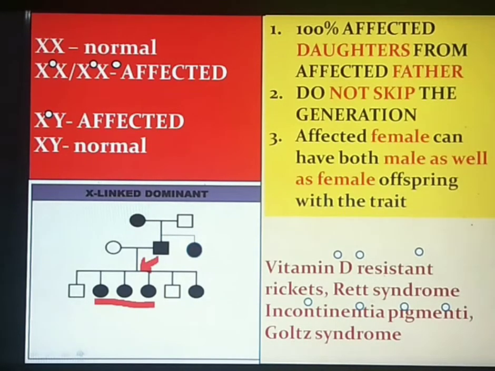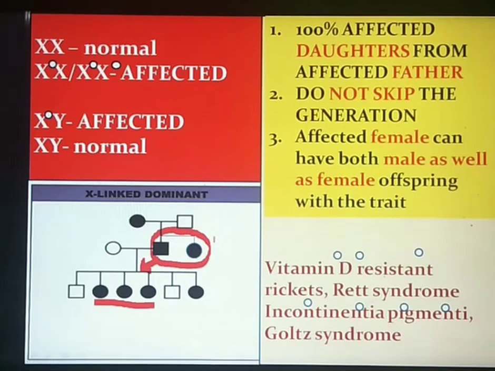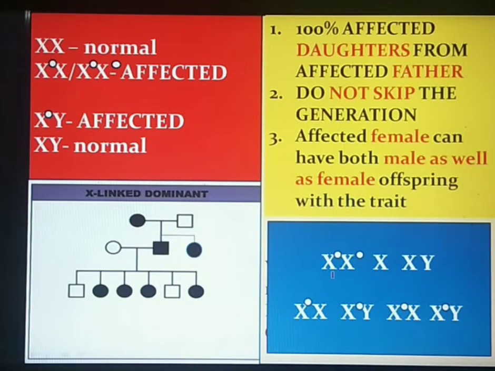And if the females are affected here, then both the male as well as female offspring will have that trait. Again we can see here, these are the offspring belonging to this mother. So if females are affected, both the sons as well as the daughters will get that disease. We can see in this cross, when the female parent is affected, so what is happening? Both the females as well as males are affected.